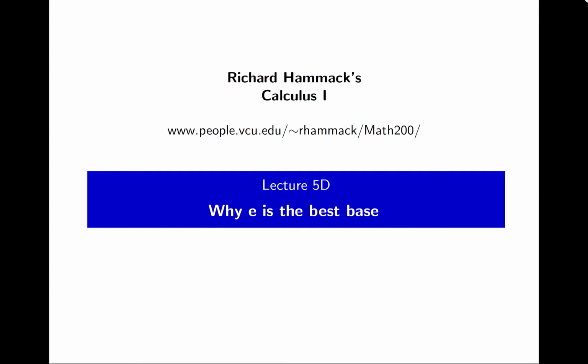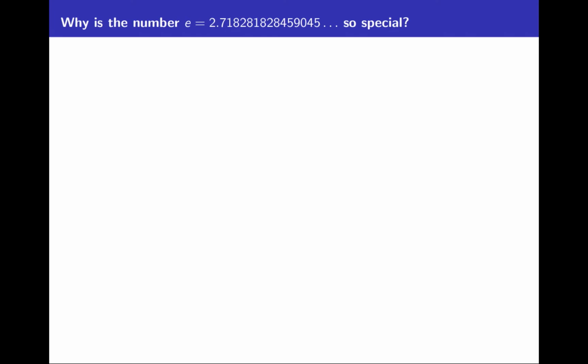Today's topic is the mysterious number e, and in particular, why e is the best base for exponential functions. Like pi, e is an irrational number. It's approximately 2.71828, and those numbers trail off to infinity, never repeating. Today we're concerned with the question, why is the number e so special?